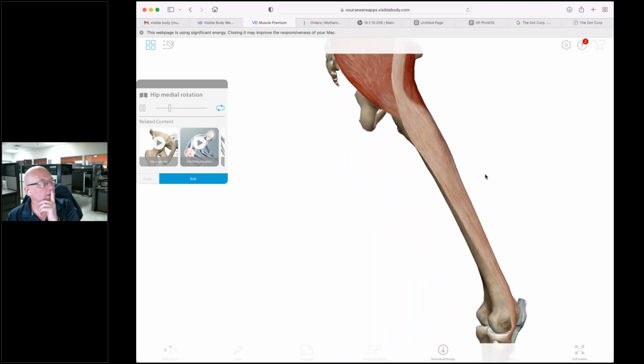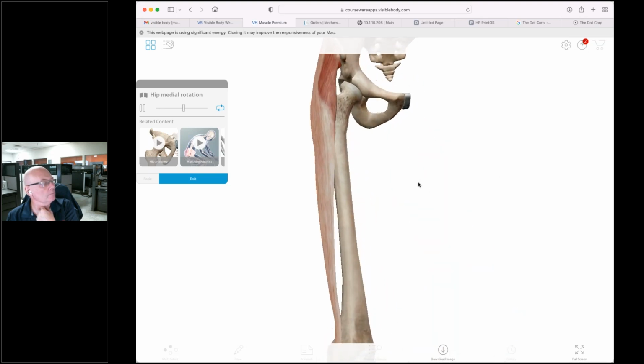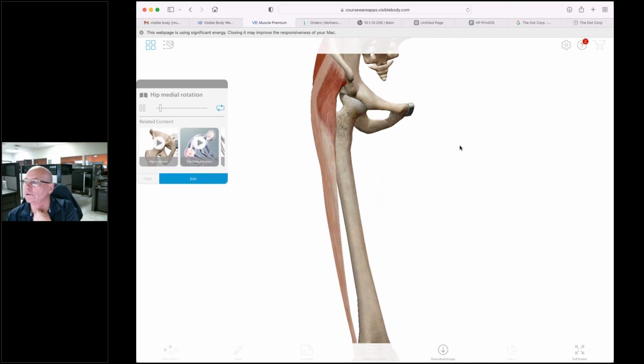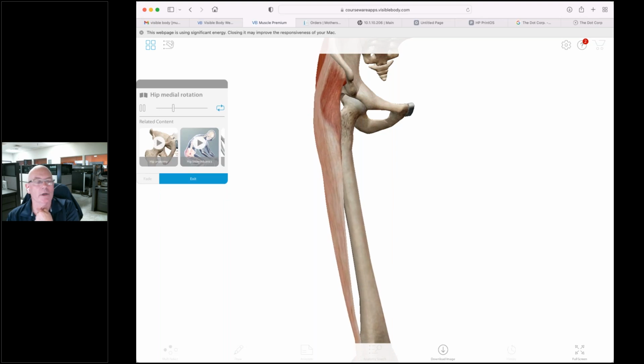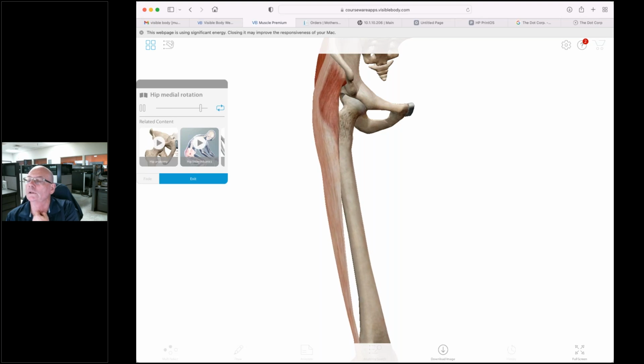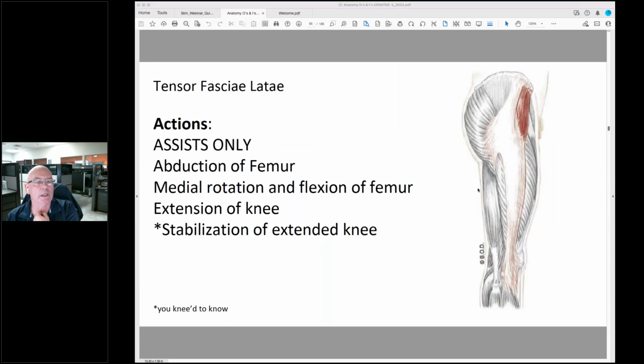Not as many muscles here, right? But definitely TFL. Okay. All right. Let's go back to the page. Okay, exercise. Good. Thank you for reminding me, Cynthia.